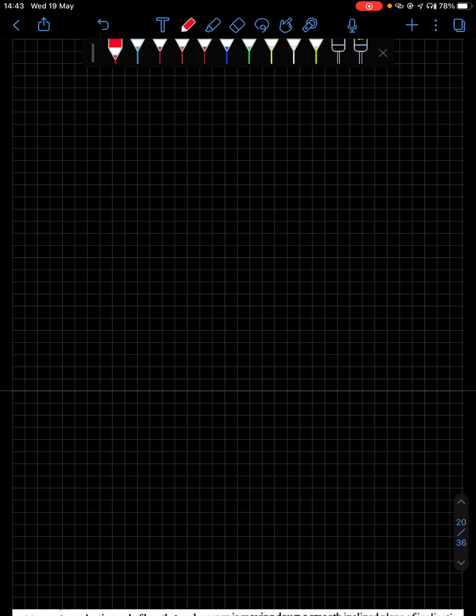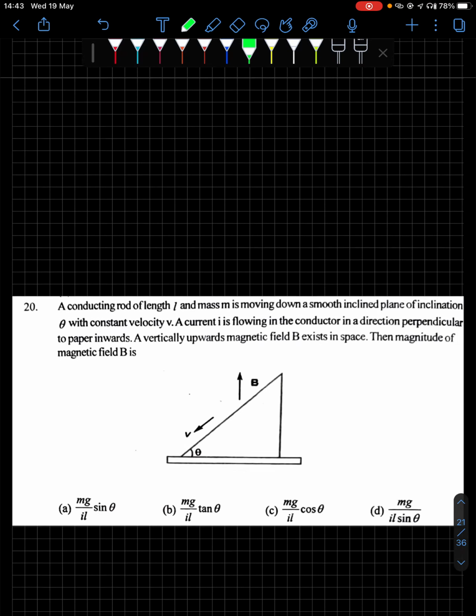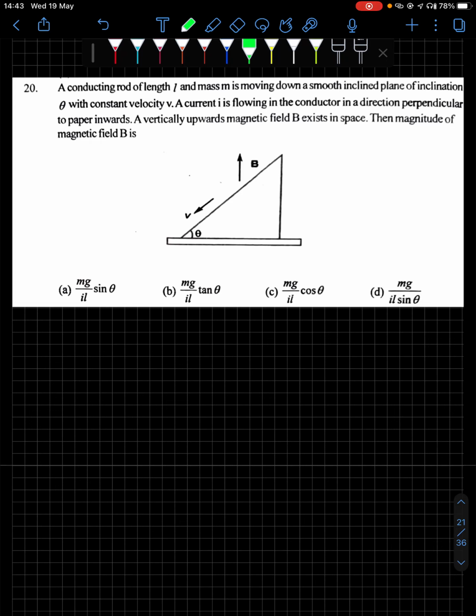Next, question number 20. This was question number 19. Now we come to question number 20. You have a rod of length L and mass M. It is moving down a smooth inclined plane of inclination theta with a constant velocity v. Okay, so the diagram is shown over here, and the conductor is in a direction perpendicular to the paper, inwards.